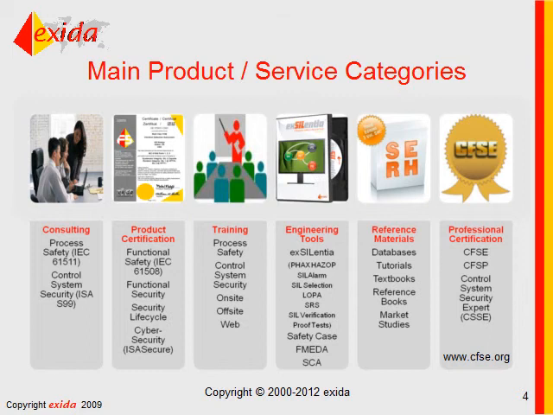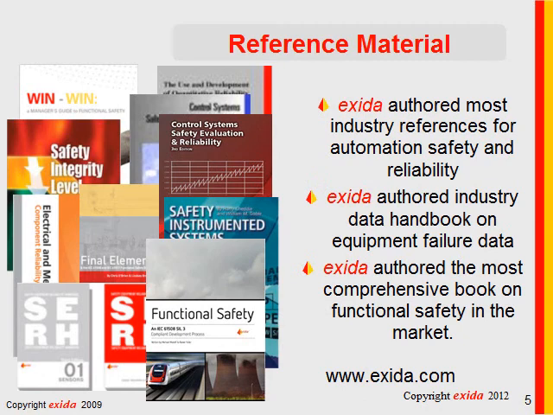Exeter focuses on automation, safety, and reliability. And although it looks like we do a number of things, including consulting, certification, training, like this web seminar, engineering tools and references, and Exeter even administers the CFSE personnel certification program. All of our activities are focused on automation, safety, and reliability.